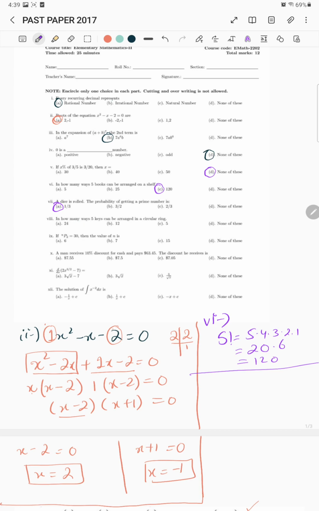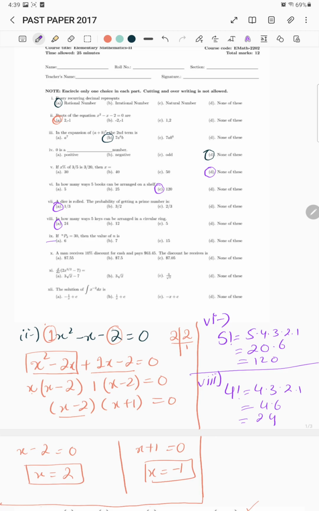In how many ways can 5 keys be arranged in a circular ring? So whenever it is a circular ring, we will just do it minus 1. So if it's 5, it would be 4 factorial, which is equal to 4 times 3 times 2 times 1, which is 24.